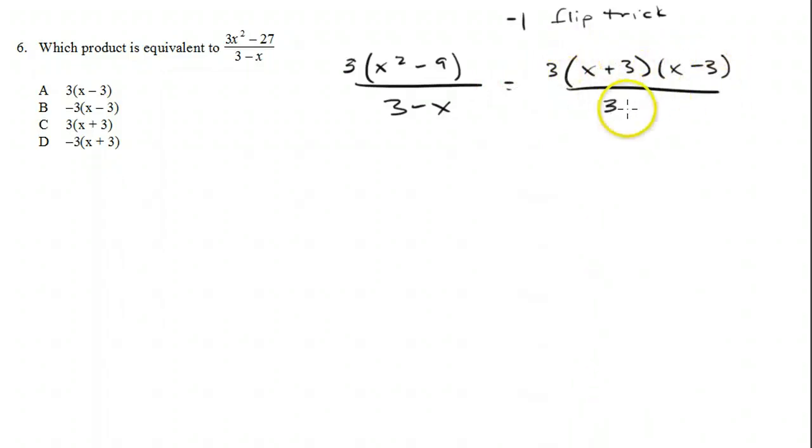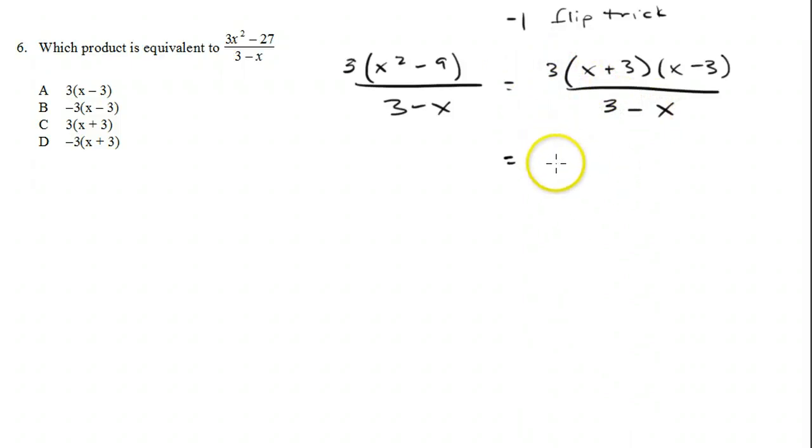And now we see why that -1 flip trick comes into mind, because I need to flip the bottom around to make it into an x minus 3 and cancel out. Not an x plus 3, it's going to cancel out with the x minus 3. So how do we flip it around? Well, we just multiply it by -1 on the top and bottom, so that way it doesn't change anything.